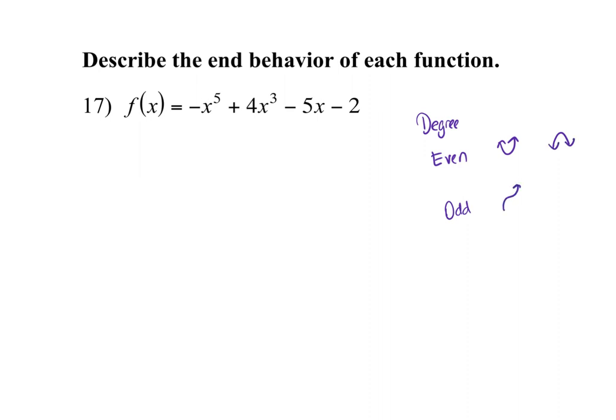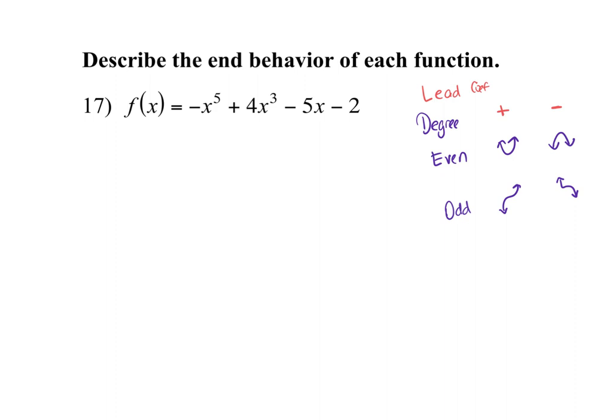All right. Now the next piece is, how do I know which direction they go? And for that, I am going to look at my leading coefficient. If my leading coefficient is positive, it goes up, either both up or up from left to right. If it's negative, it goes down, either both down or down from left to right. So I'm going to look at those two things.